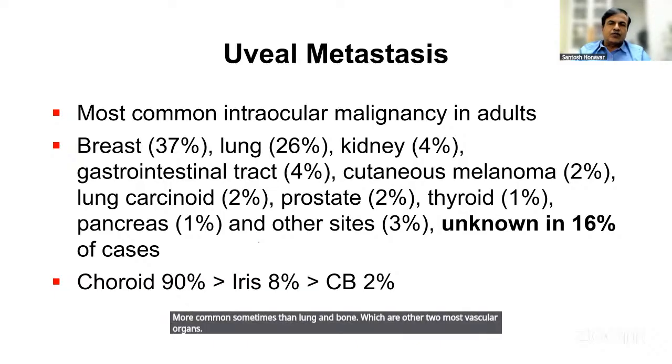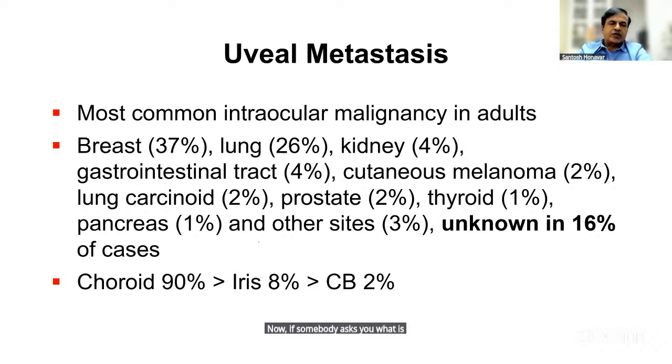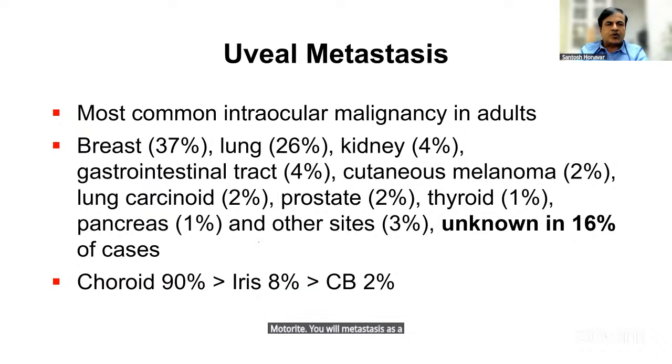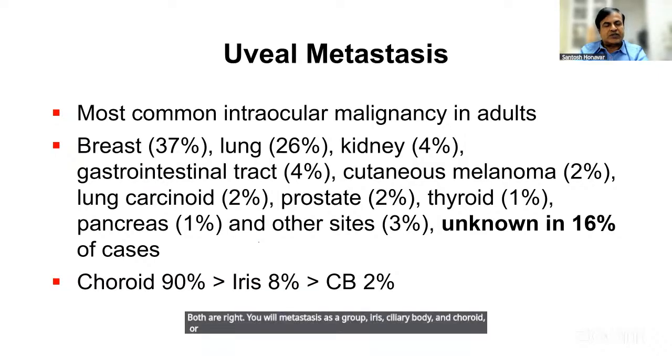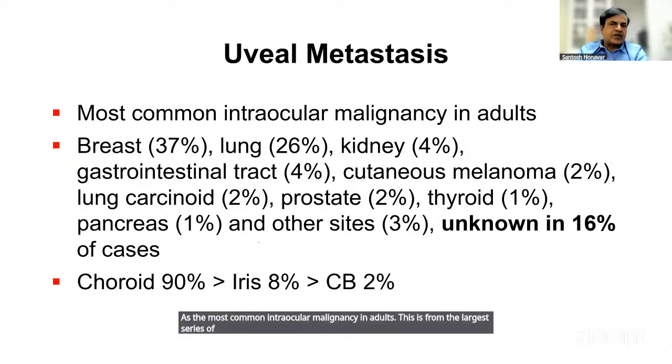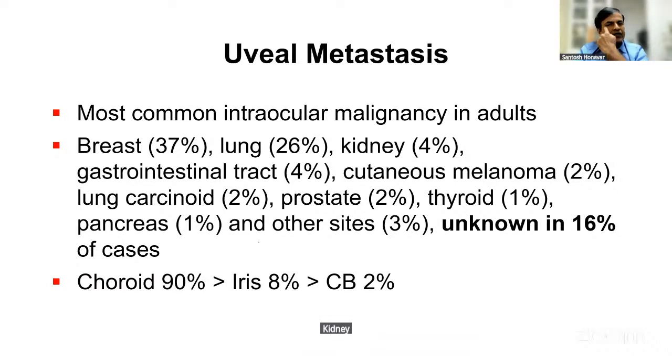Now, if somebody asks you what is the most common intraocular malignancy in adults, the answer would be uveal metastasis or choroidal metastasis. Both are right. Uveal metastasis as a group, iris, ciliary body, and choroid, or choroidal metastasis by itself also stands alone as the most common intraocular malignancy in adults. This is from the largest series of Shields: breast 37%, lung 26%, kidney 4%, GI tract 4%, cutaneous melanoma 2%, and everything else in a much smaller percentage.